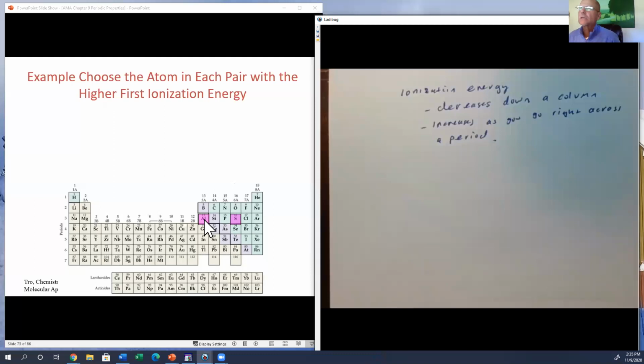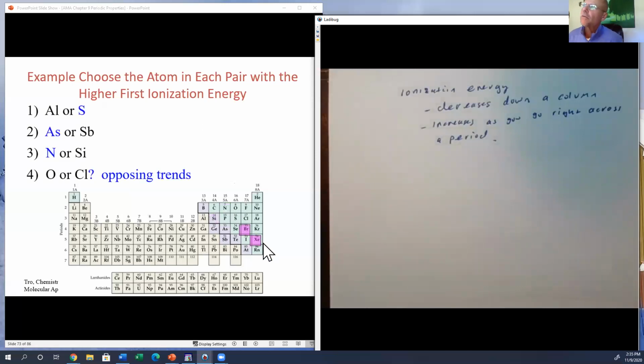What do you think? Which has the higher ionization energy, aluminum or sulfur? Sulfur. Sulfur, correct. Arsenic or antimony? As, arsenic, very good. Nitrogen or silicon? Nitrogen. Nitrogen, yes, because ionization energy decreases and then decreases some more.